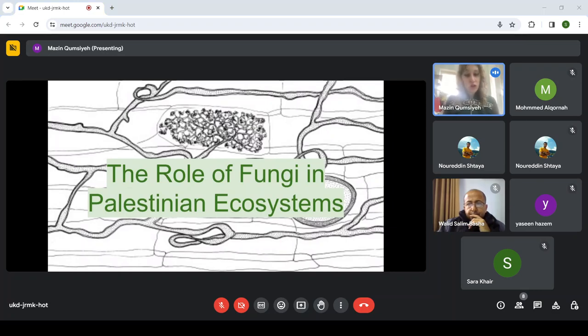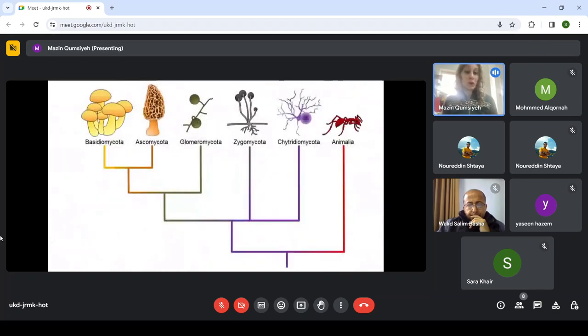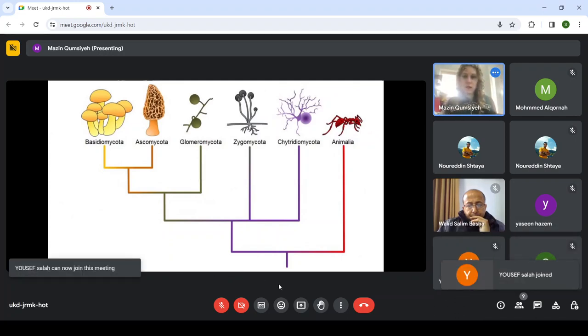So we'll start just with a very broad point of what are fungi, right? So this is a little bit of a phylogenetic tree, just to give you some sense of the scope of the fungal kingdom and its relationship to creatures that you might be more familiar with. Let me let this person in.